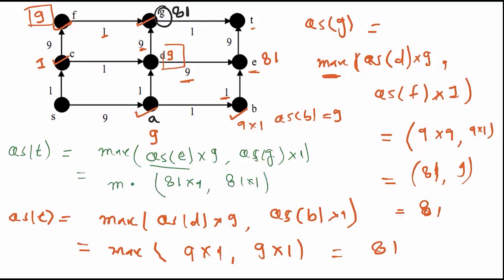right? So I need to take the max. So what will it be? The maximum will be this number, which is 729. So 729 is the quality score of T, right? 729.